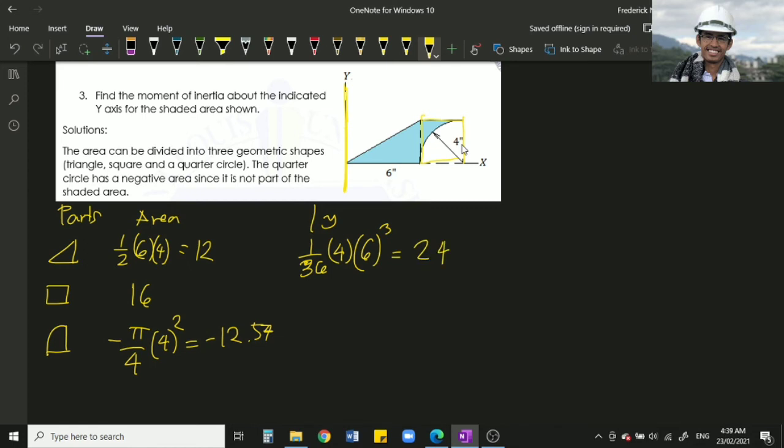And for the rectangular, so that will be bh cubed over 12. So, that will be 1 over 12. So, kahit saan na, parehas din naman, square naman siya. So, that will be 4 times 4 raised to 3 is equal to 21.33.